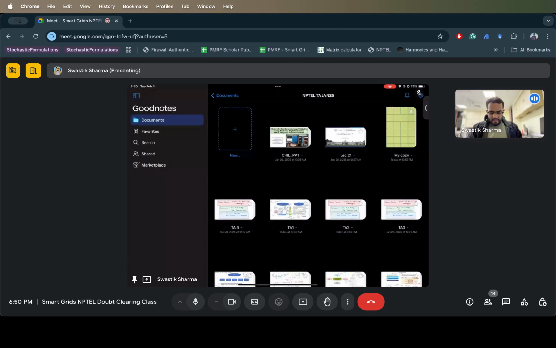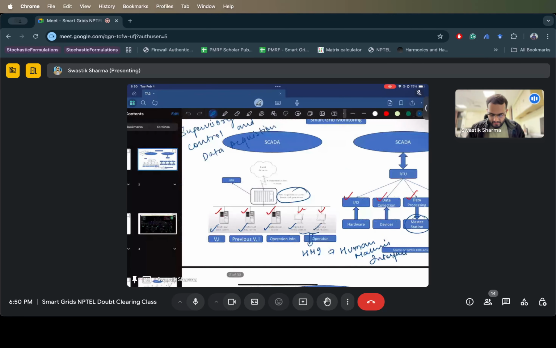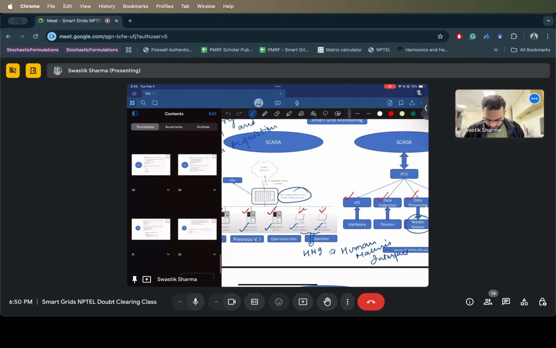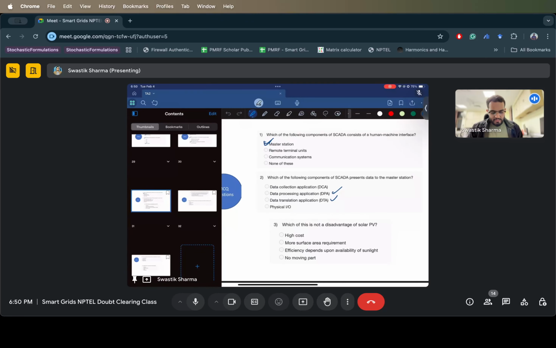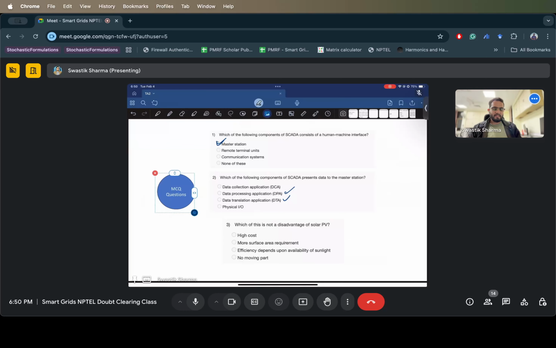So the data processing application is the one that presents data to the station, although the data translation application serves the same purpose.